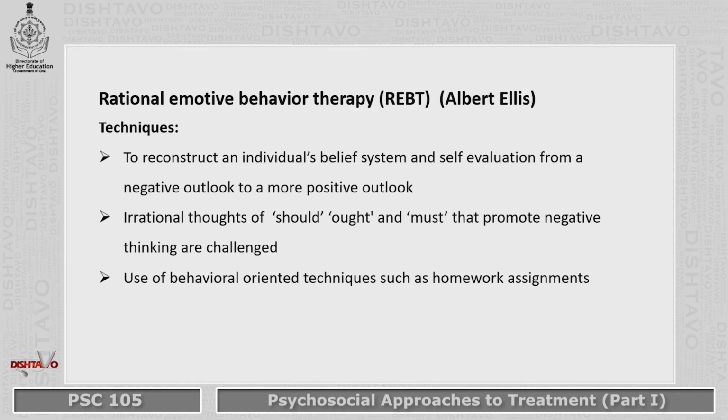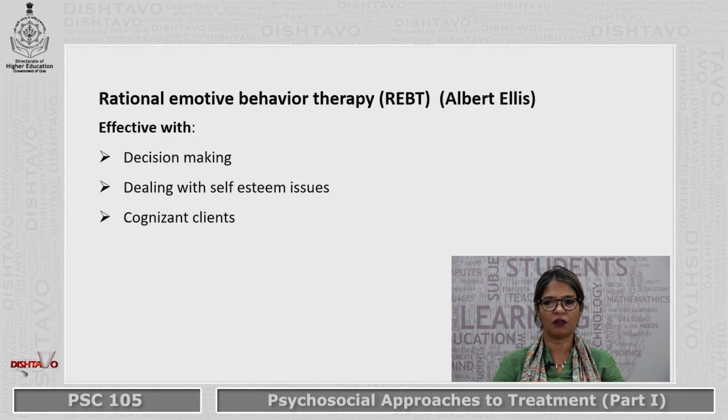The most famous among these is rational emotive behavior therapy, which was put forth by Albert Ellis. Here basically the individual's belief system and self-evaluation, which actually makes them look at life negatively, is reconstructed to a more positive outlook. Various irrational thoughts of should, ought and must that promote negative thinking are challenged, and various behavioral oriented techniques such as homework assignments are used. The person gets a chance to move from a negative outlook to a more positive outlook.